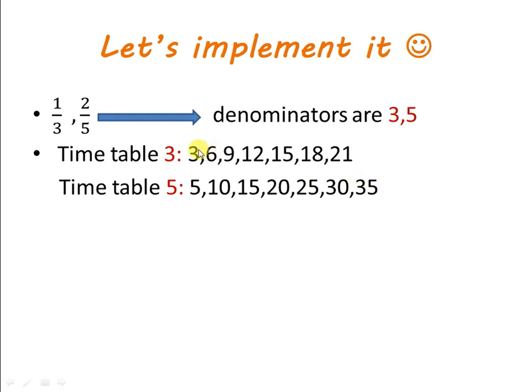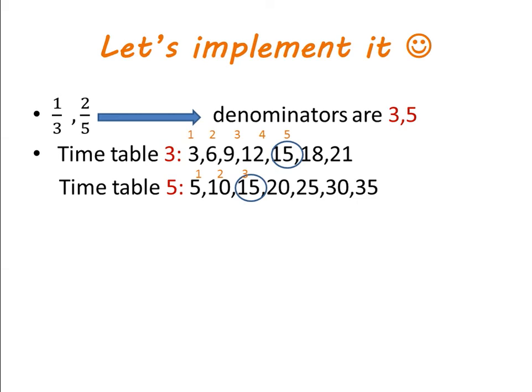So, let's have a look here. Do I have 3 in timetable 5? No. Do I have 6 in timetable 5? No. Do you have 9 in timetable 5? No. Do you have 12 in timetable 5? No also. And finally, do you have 15 in timetable 5? Yes. So, these are the common multiple between the two timetables.